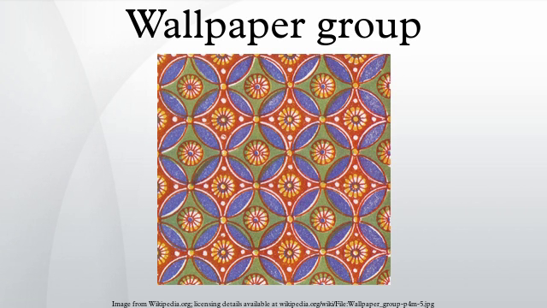Group PG. Orbifold notation: ××. Coxeter notation: [∞+,2+,∞+] or [(∞,2)+,∞+]. Lattice: rectangular. Point group: D1. The group PG contains glide reflections only, and their axes are all parallel. There are no rotations or reflections.